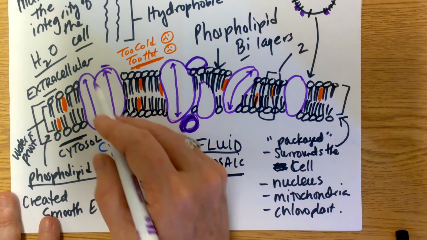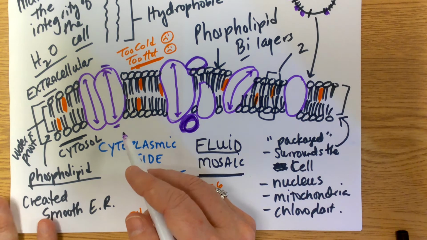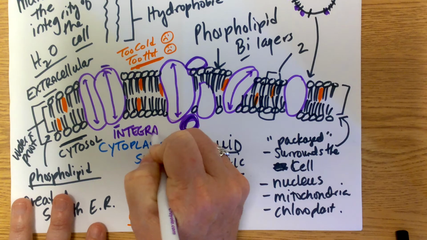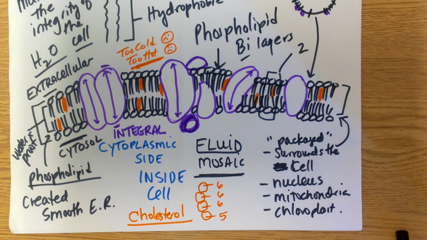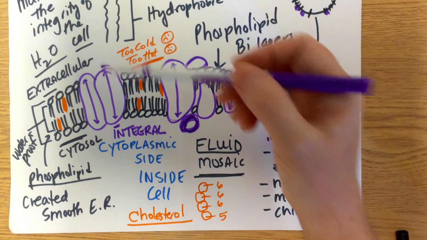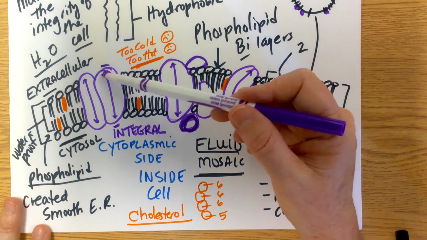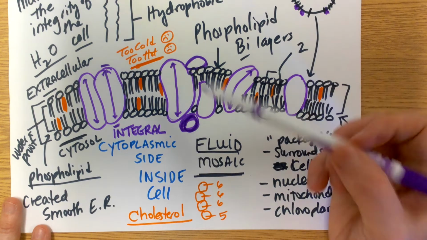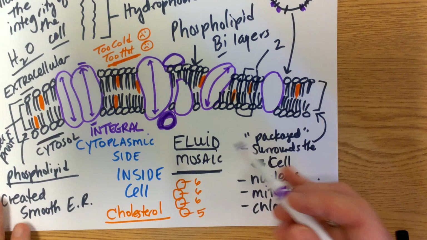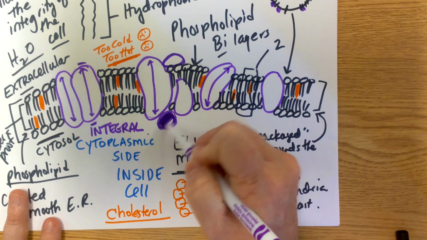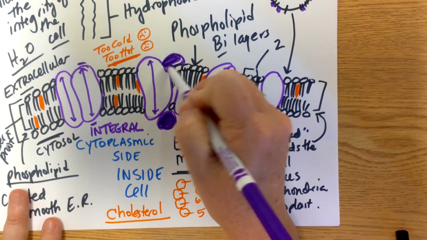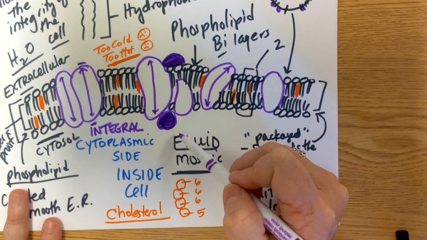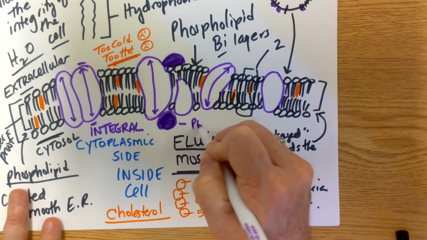So these that move all the way through the membrane, they are called integral. So your integral proteins move all the way, or they span the entire membrane. So there's a portion of them that's on the surface, and there's a portion of them that's on the inside. They are going to be doing different functions than these proteins that are just attached to the extracellular side or the intracellular side. These guys are called peripheral.